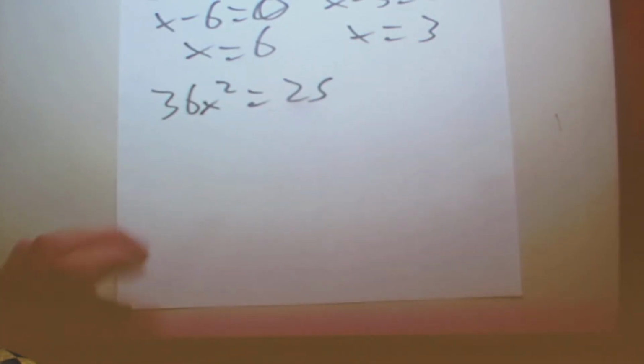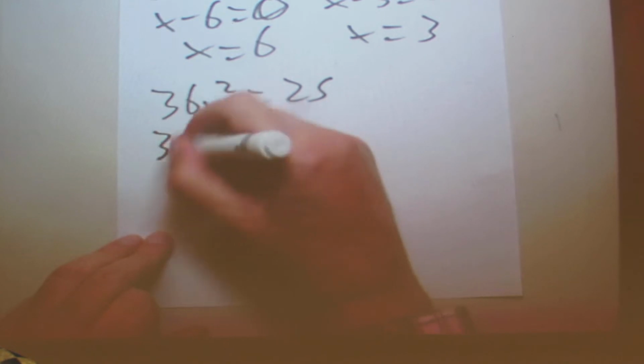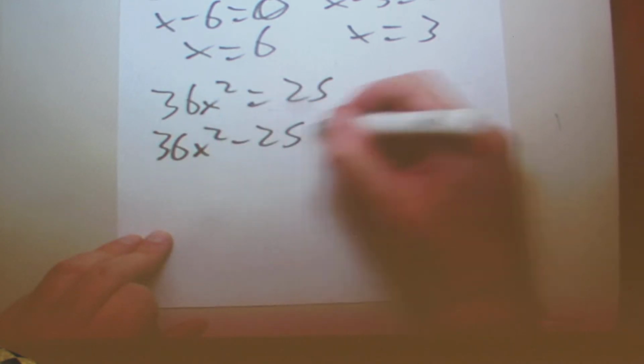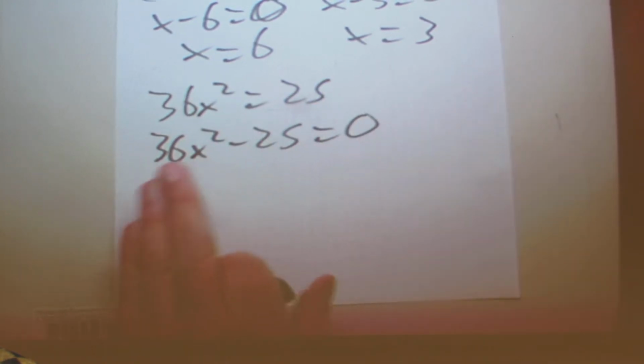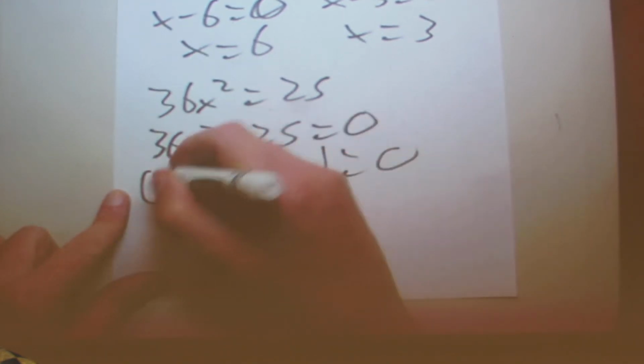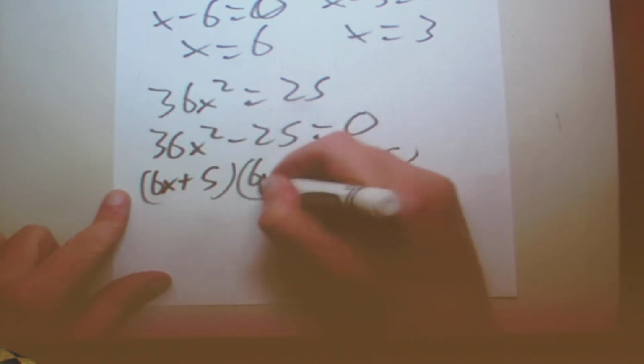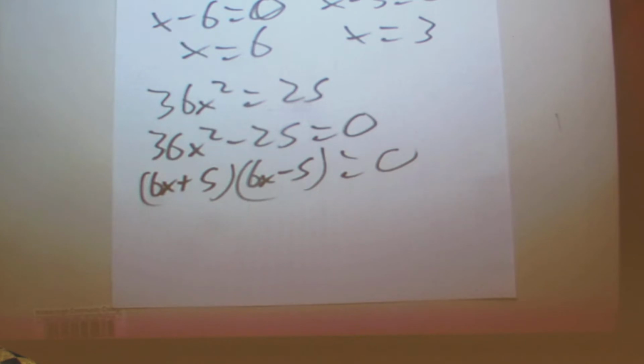Next, you're going to have something that starts out like 36x squared equals 25. Since we have an x squared, we have to have everything on one side of the equal sign set to 0. So we're going to subtract the 25. 36x squared minus 25 equals 0. Now we have a difference of two squares. So 6x plus 5, 6x minus 5 equals 0. Set both of these equal to 0.